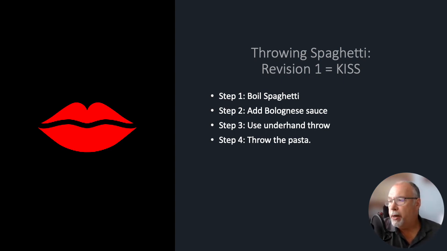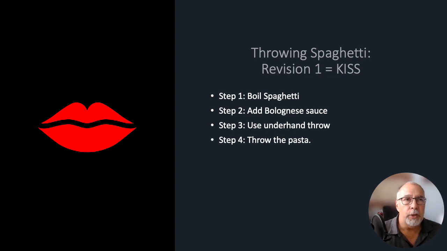So what we start by doing is just simply writing down the steps. So step 1 might be boiling spaghetti. Step 2, adding bolognese sauce. Step 3, using an underhand throwing motion to throw the pasta, which would be step 4.